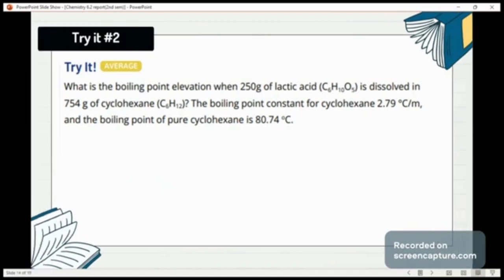Try it, number 2. What is the boiling point elevation when 250 grams of lactic acid is dissolved in 754 grams of cyclohexane? The boiling point constant for cyclohexane is 2.79 degrees Celsius per m, and the boiling point of pure cyclohexane is 80.74 degrees Celsius. So let's answer.